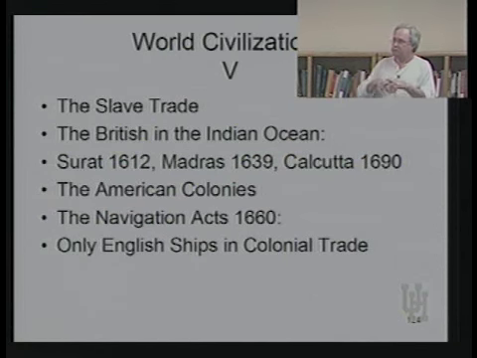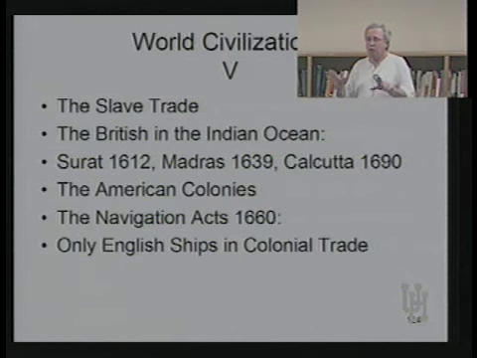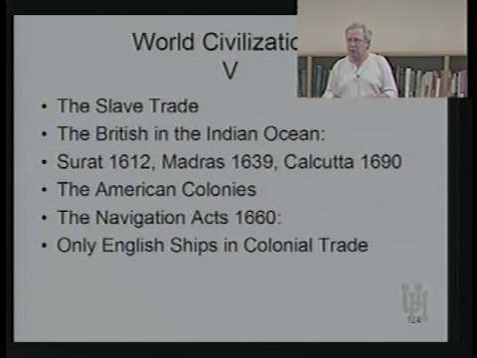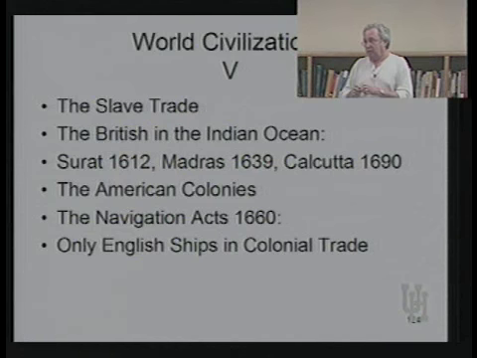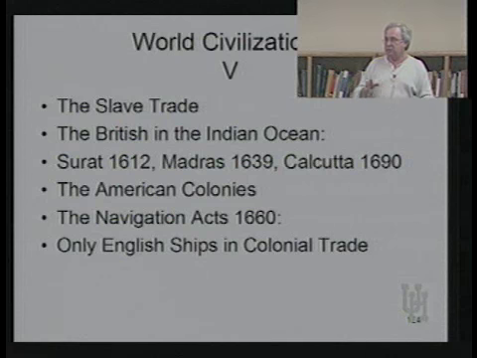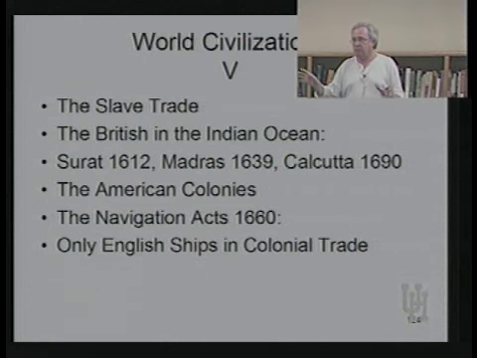Fine. So they begin on a much quieter scale in the Indian Ocean. They have to, because they're latecomers. They really can't shove aside the Portuguese and the Dutch when they first get started. But over time, their power will grow.